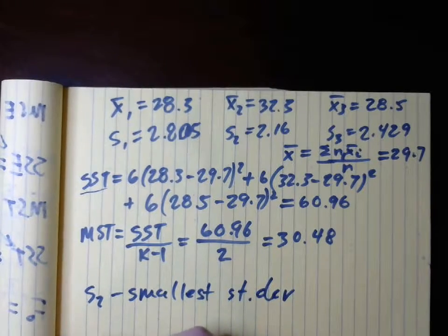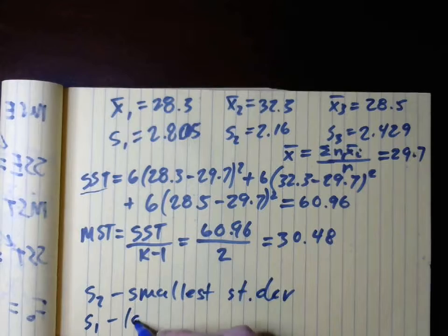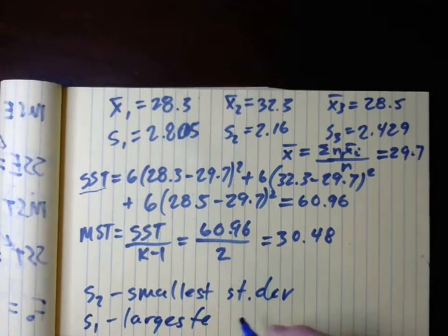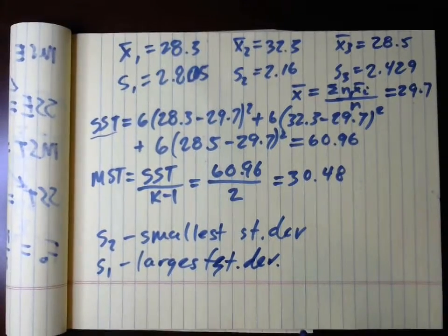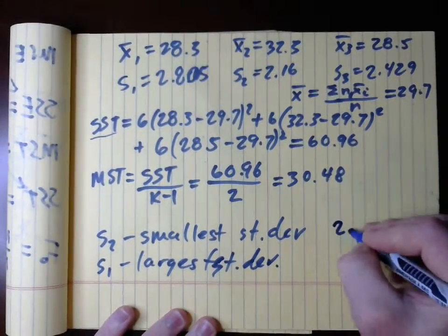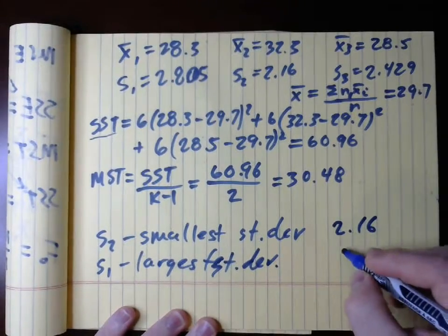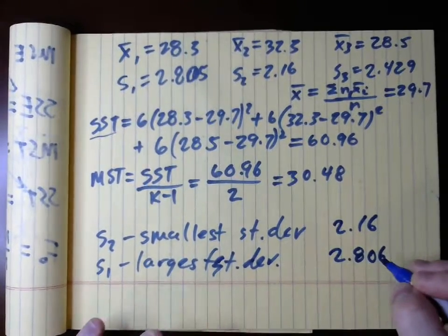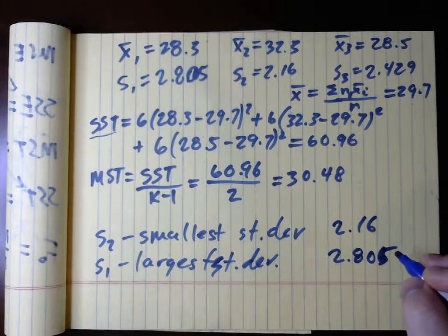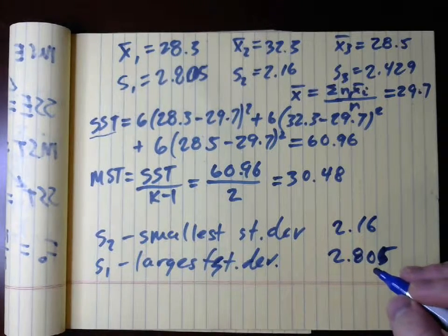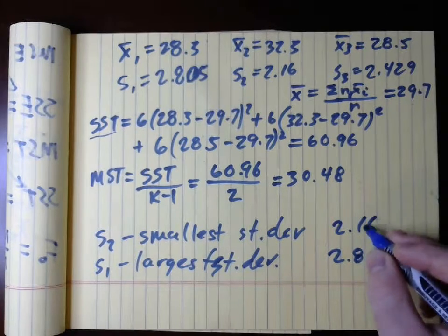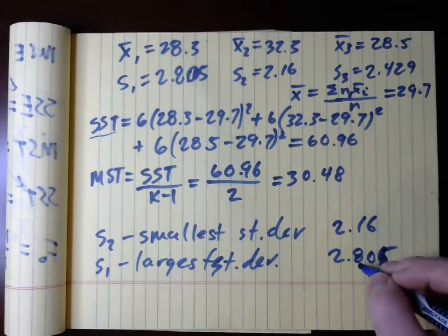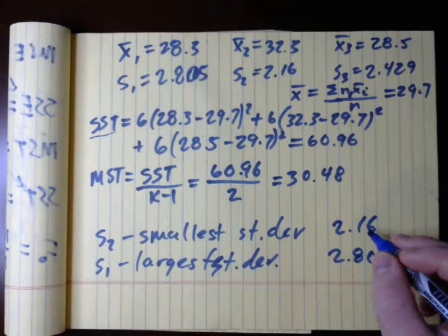And then we would take the largest. The largest is S1, the largest standard deviation. Okay? And we would want to compare the smallest to the largest, and we want to make sure that the largest sample standard deviation is no more than twice the smallest. And as we can see, it's obviously not more than twice the smallest. And that is your check for number 4, if you're asked to do that.